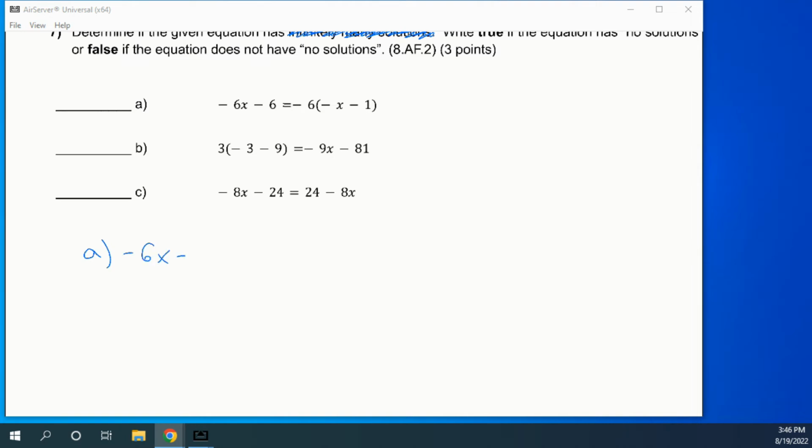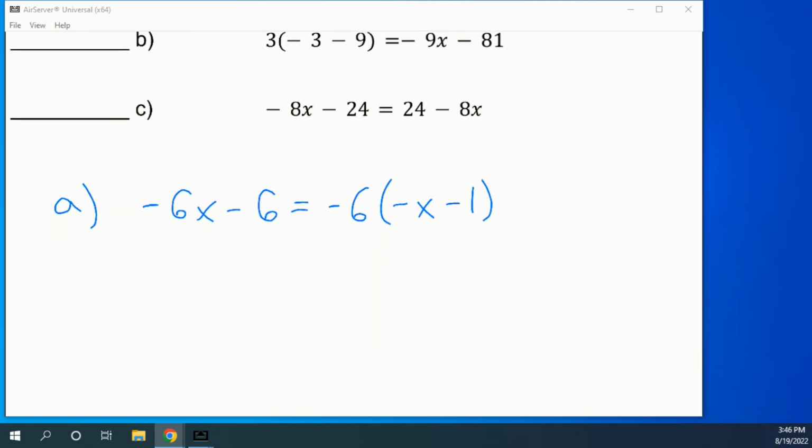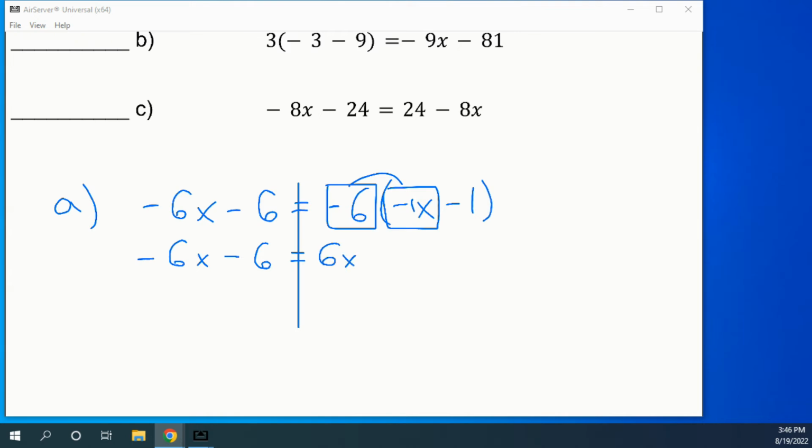So negative 6x minus 6 equals negative 6 times the quantity of negative x minus 1. All right, so let's go ahead and simplify this. There's no like terms on the left, there's no distribution on the left side. There is on the right side though. We're going to take negative 6 times negative 1x to get a positive 6x, and then negative 6 times negative 1 to get positive 6.